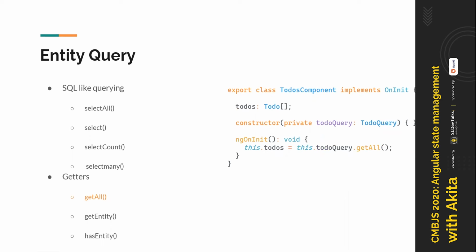And if you want the values, not the observables, you can use the get methods. So in to-do query.getAll, I'll get the raw values for the entity state. And you can get a single entity from get entity, or you can even check whether an entity is there in the state using has entity method. So all these things, this is one of the good things I like about Akita.